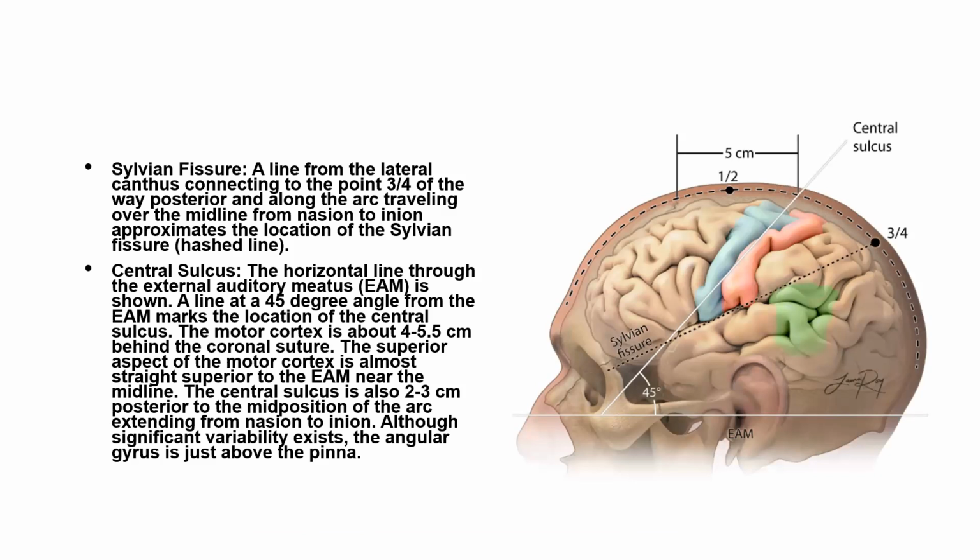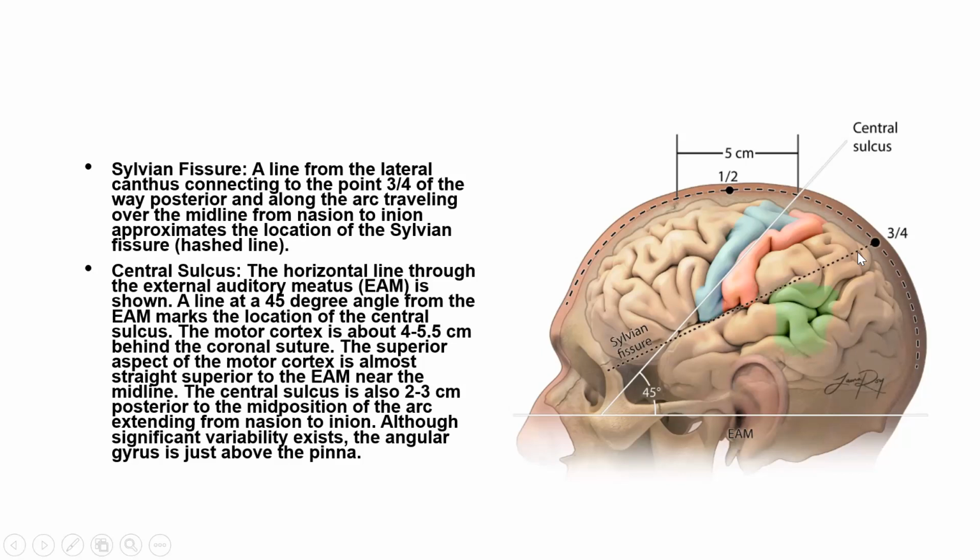So the Sylvian fissure, you have to assess it. The surface marking is extremely important for you. The Sylvian fissure marking is a line, you can see this hash line, from the lateral canthus connecting to the point 3/4 of the way posteriorly along the arc traveling over the midline from nasion to the inion, and it approximates the Sylvian fissure. You can see this is the lateral canthus, and this is the arc from nasion to the inion, and this is the 3/4 point of this arc. When you draw this line from the lateral canthus to this point at the 3/4, this approximates the Sylvian fissure, which is represented by this dotted hash line.